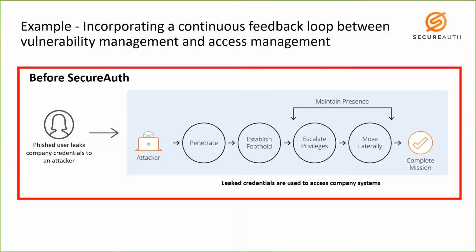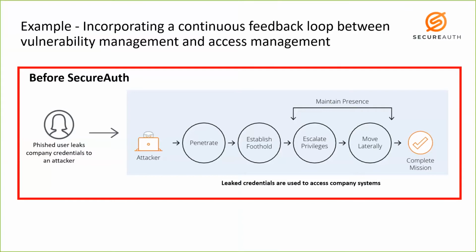Another way to look at it is, it's really a continuous feedback loop. So if we look at the before aspect of it, we can see that the phished user leaks some credentials, and an attacker then can establish the foothold. And this is a diagram that I'm sure everyone on the line watching the webinar today is very familiar with, but effectively a leaked credential is used to access systems and escalate privileges and so forth.